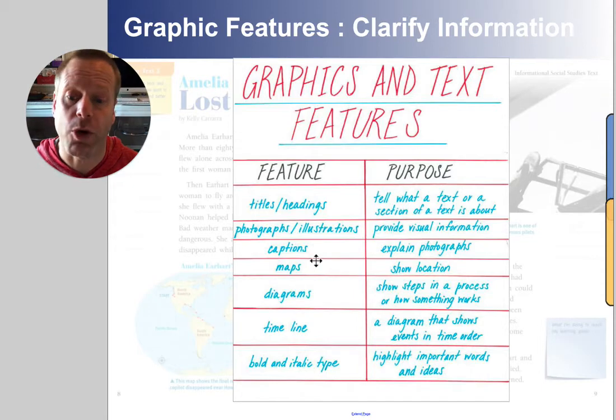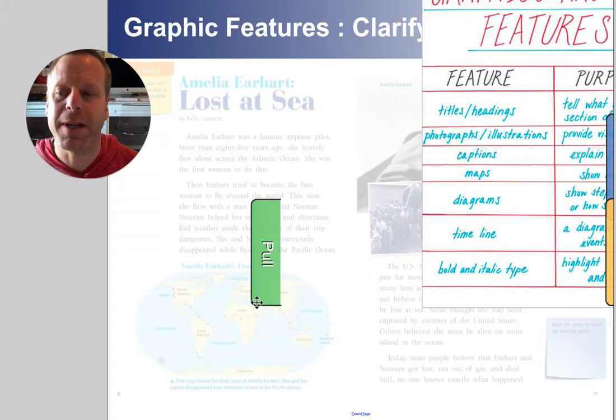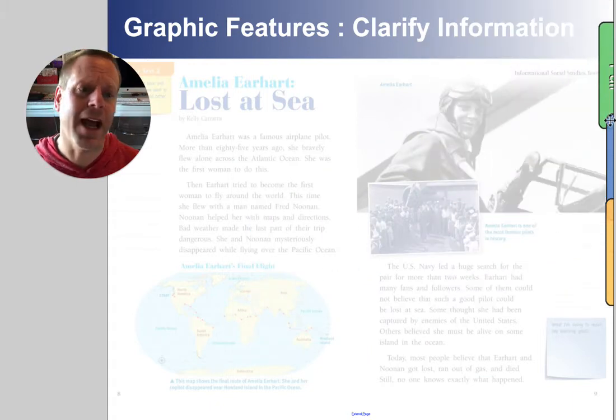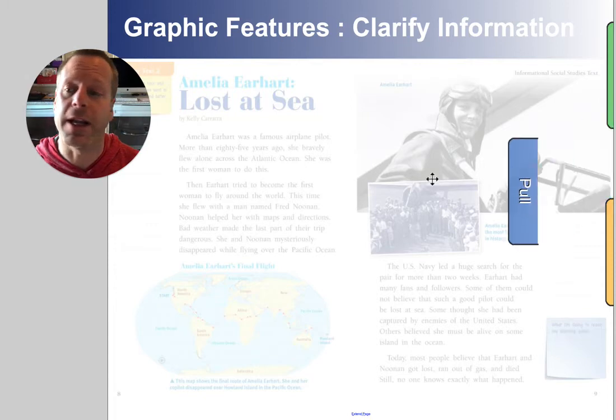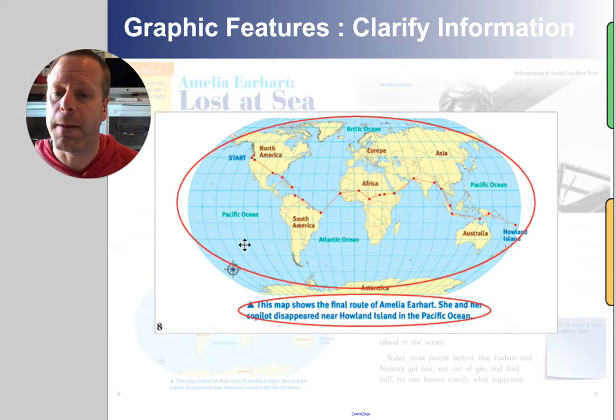There are captions to go with the photographs, maps to show locations and relationships between the locations, diagrams if something has to be taken apart or constructed, and a timeline, especially if the story unfolds over years. And then sometimes you'll notice some words that are dark or bold. Many times those words can be found in other parts of the book, and if you look there, you can find out even more. So let me give you a few examples. Amelia Earhart did not have all of these text features, but in a minute, I'm going to show you a few that maybe we're missing.